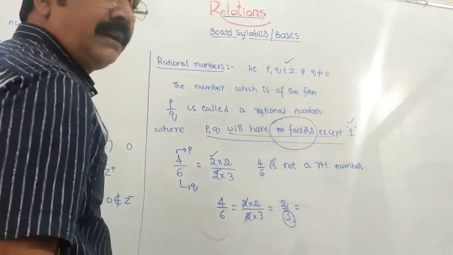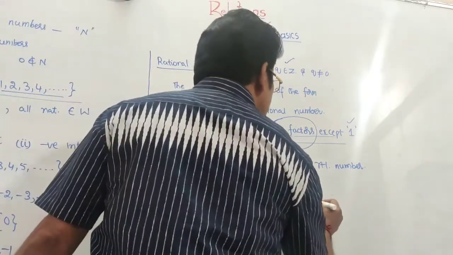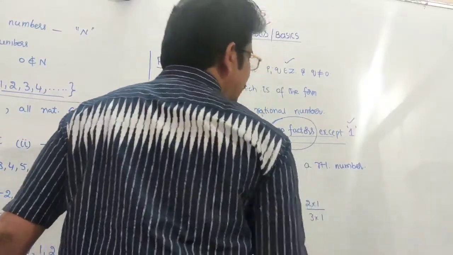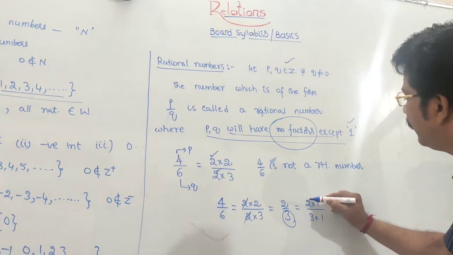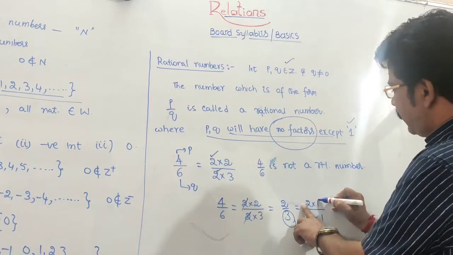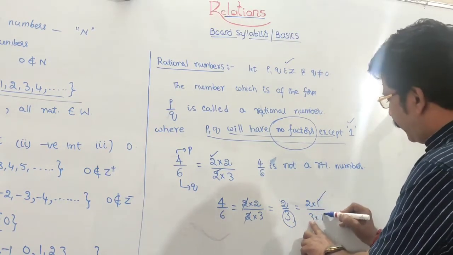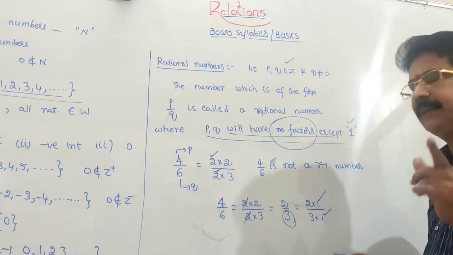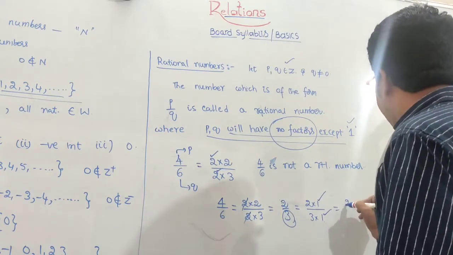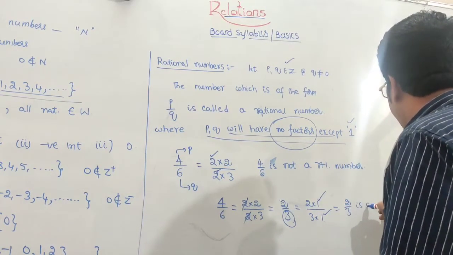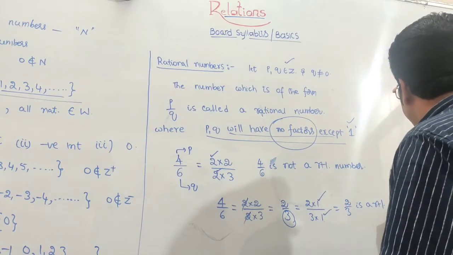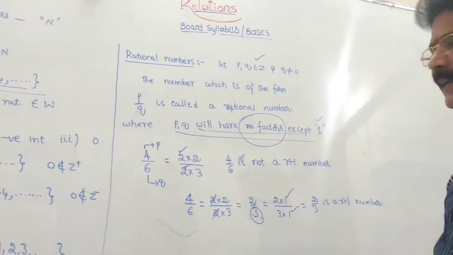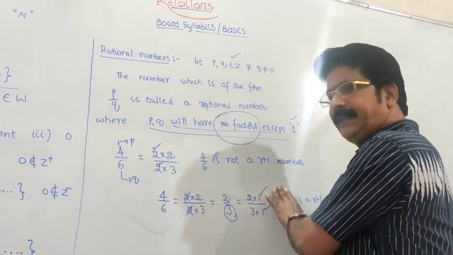Next, q means what? 3. So 3 is not at all equal to 0. And next, 2 means what? 2 into 1. 3 means what? 3 into 1. So therefore, this is the numerator. Its factor is 1 and its factor is 1. So there are no other factors except 1. Therefore, this 2 by 3 is a rational number.